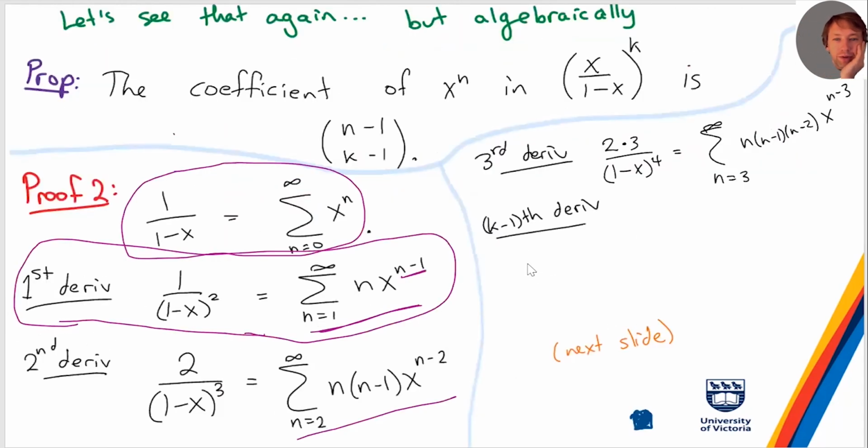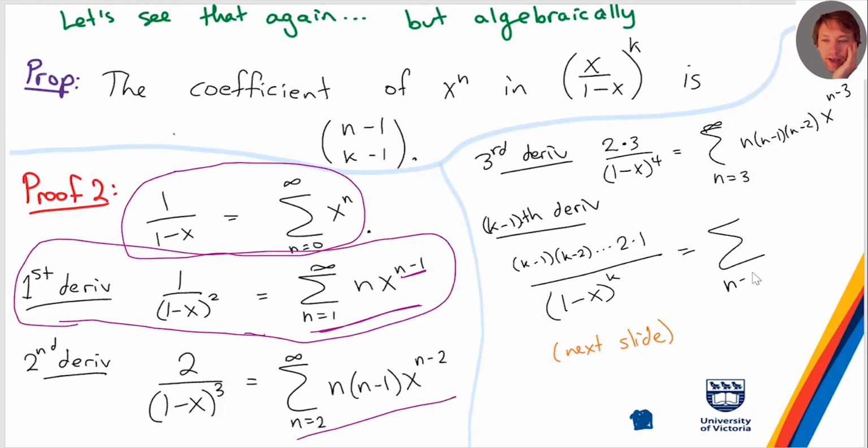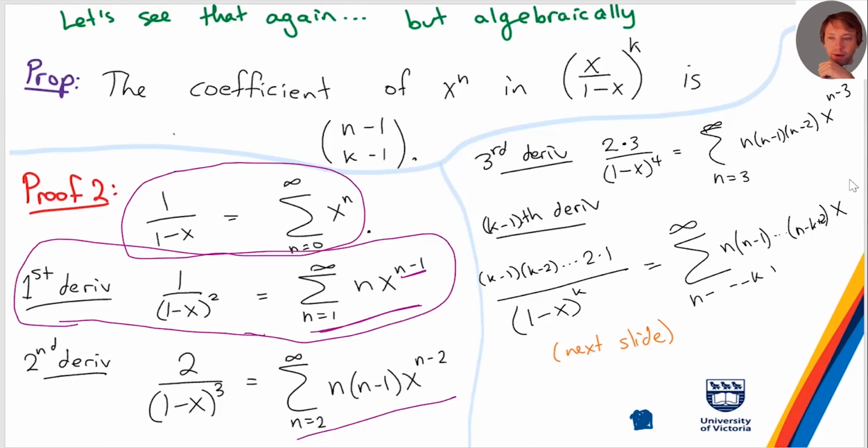So let's do the derivative. Inductively, you can see what the pattern is going to be. It's k minus 1 times k minus 2 down to 2, and times 1. For example, if I plugged in k minus 1 is 3, I would get the same thing here, over 1 minus x to the k. And that's equal to the sum from n equals k minus 1 to infinity of n minus 1 all the way down to n minus k plus 2, and then x to the n minus k plus 1.